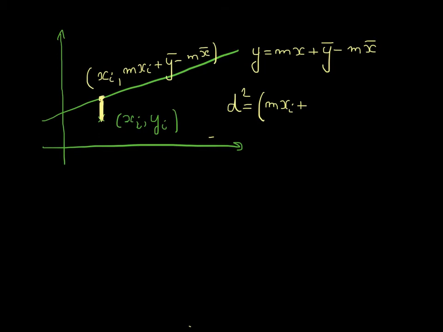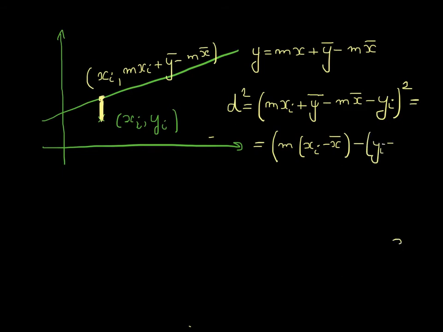m xi plus y bar minus m x bar, and from this one we need to take away yi, which can be rewritten as m times xi minus x bar, minus yi minus y bar, all squared.